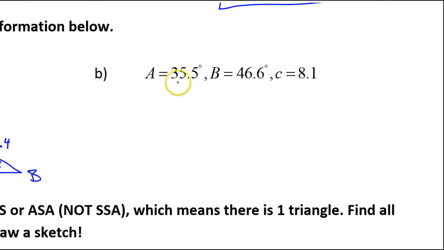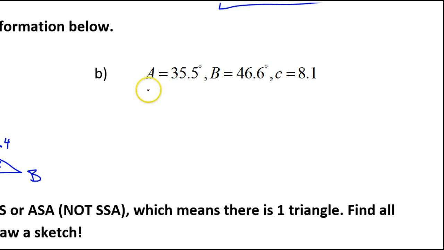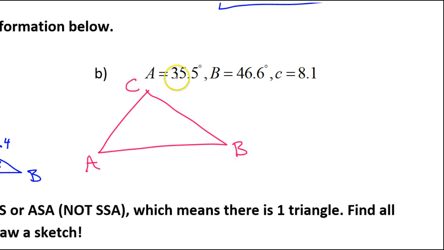Now this is a little different. I don't have two sides and the included angle. I have two angles and a side. So I'm going to have to do some additional calculations. So I definitely want to go ahead and draw myself a diagram. Okay, so angle A, B, and C. And so we're given that angle A is 35.5 degrees. Angle B is 46.6 degrees. And we're given side C, which is across from angle C, is 8.1.